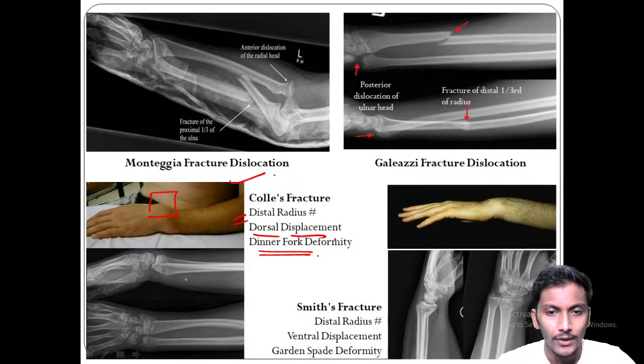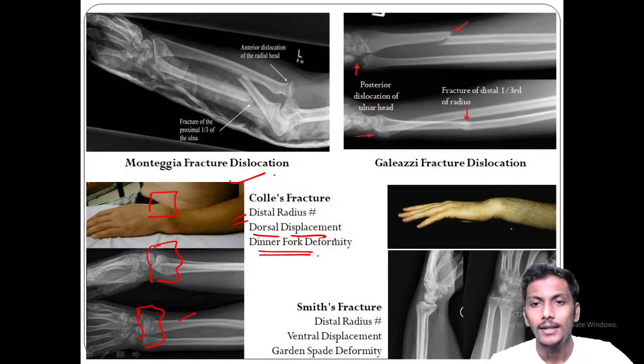This is how a dinner fork deformity would look if the fracture is not properly manipulated during reduction. This is the radius, and this is after reduction. This is post reduction, how a fracture would look. Then what is this? This is your Smith's fracture, and this is your garden spade deformity. Which deformity is this?